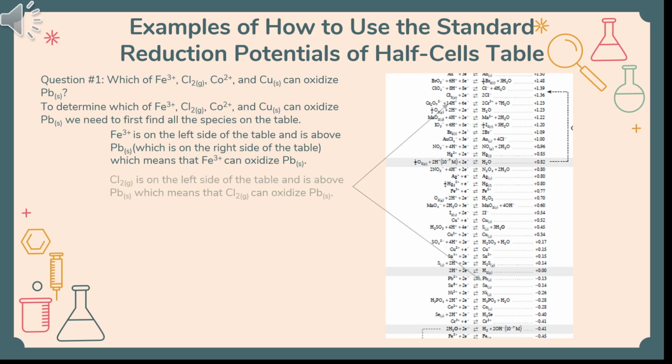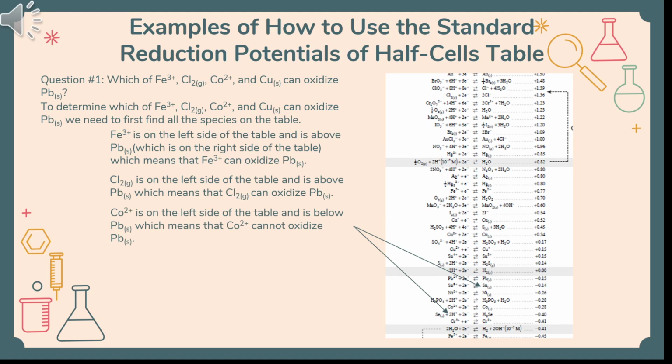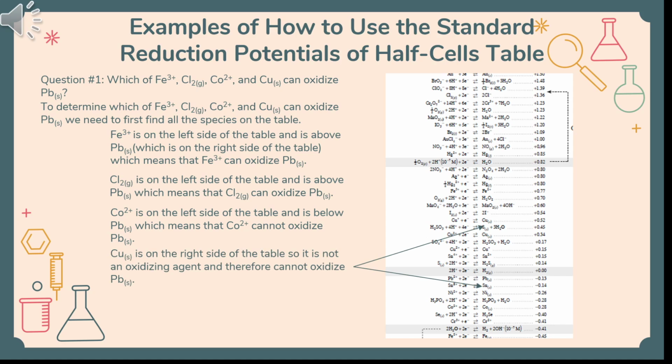Cl2 gas is on the left side of the table and is above Pb solid, which means that Cl2 gas can oxidize Pb solid. Co2+ is on the left side of the table and is below Pb solid, which means that Co2+ cannot oxidize Pb solid. Cu solid is on the right side of the table, so it is not an oxidizing agent and therefore cannot oxidize Pb solid. The answer is Fe3+ and Cl2 gas can oxidize Pb solid.